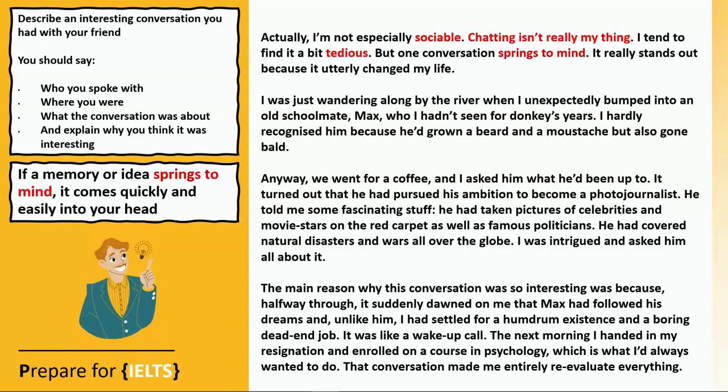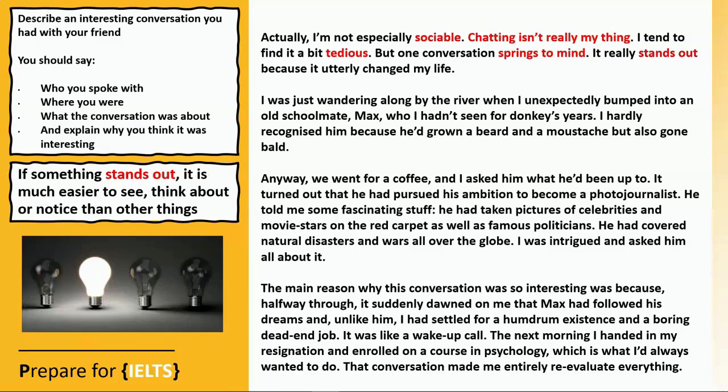More great language. If a memory or idea springs to mind, it comes quickly and easily into your head. And memory-related language is great for IELTS speaking because you always have to remember something so you can talk about it. And of course, you can explain how easy or difficult it was for you to remember. You can say, for example, "Oh, at first nothing really sprang to mind, but eventually I recall the conversation I had with a friend." So the verb to spring and the phrase to spring to mind.